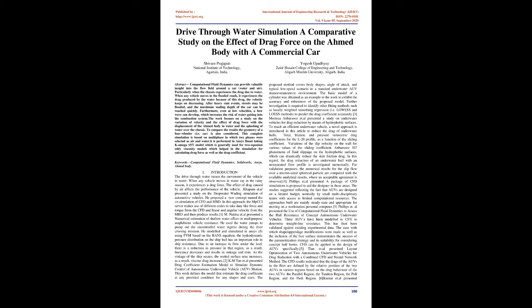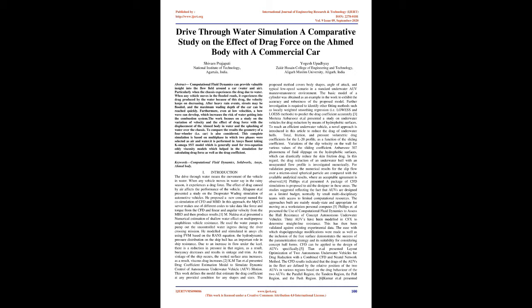To compare the results, the geometry of a four-wheeler, i.e. a car, is also considered. This complete simulation is multiphase, in which two phases were selected: air and water. It is performed in Ansys Fluent, taking the k-omega SST model, which is generally used for two-equation eddy viscosity models, and which helped in the simulation for calculating drag force as well as the drag coefficient. Keywords: Computational Fluid Dynamics, SolidWorks, Ansys, Ahmed body.